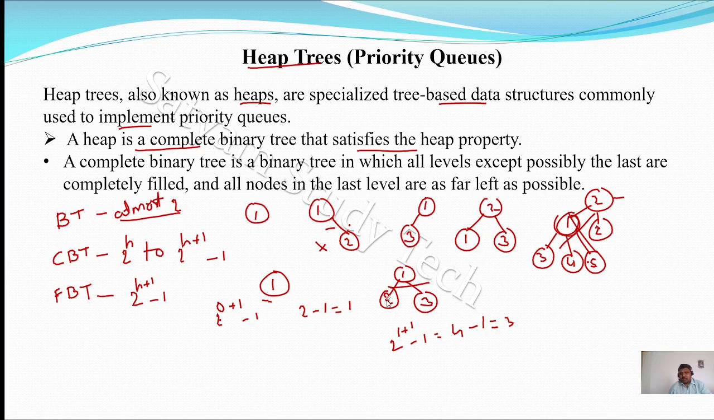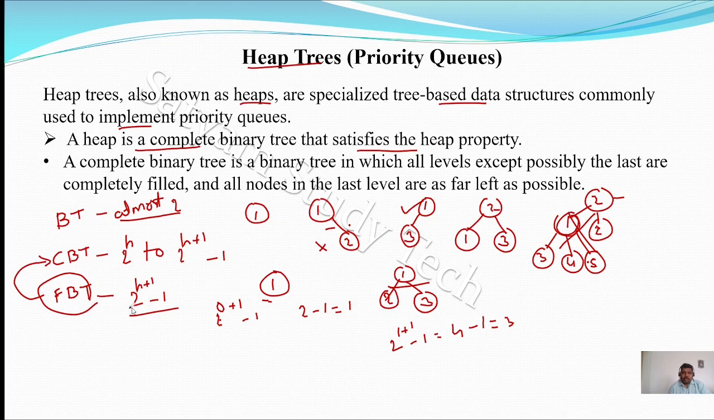What is the relation between a full binary tree and a complete binary tree? A full binary tree has 2 power h plus 1 minus 1 number of nodes, but a complete binary tree has between 2 power h and 2 power h plus 1 minus 1 nodes. That means a full binary tree is a complete binary tree, but a complete binary tree may or may not be a full binary tree. Here you can see this is a complete binary tree, but it is not a full binary tree.